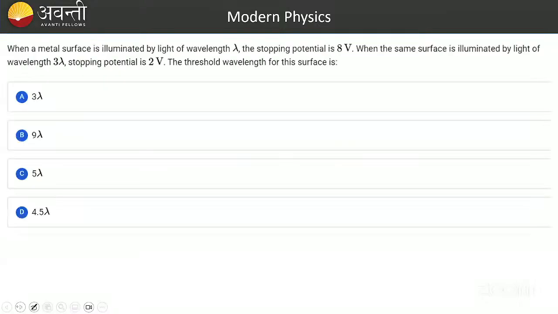Now next, this one. When a metal surface is illuminated by light of wavelength lambda, the stopping potential is 8 V naught. So when the wavelength was lambda, the stopping potential was 8 V naught. When the same surface is illuminated by light of wavelength 3 lambda, the stopping potential is 2 V naught, which means 2 volt. The threshold wavelength of the surface is?